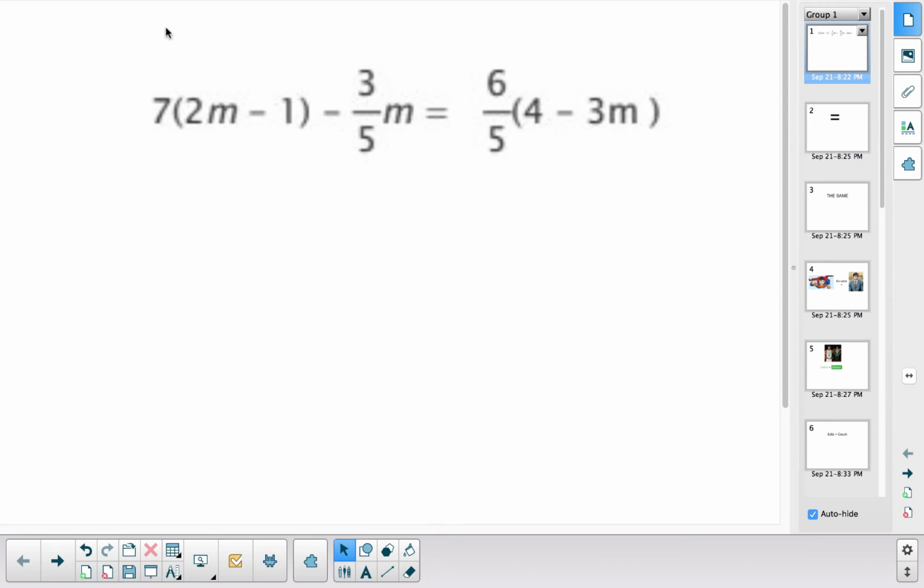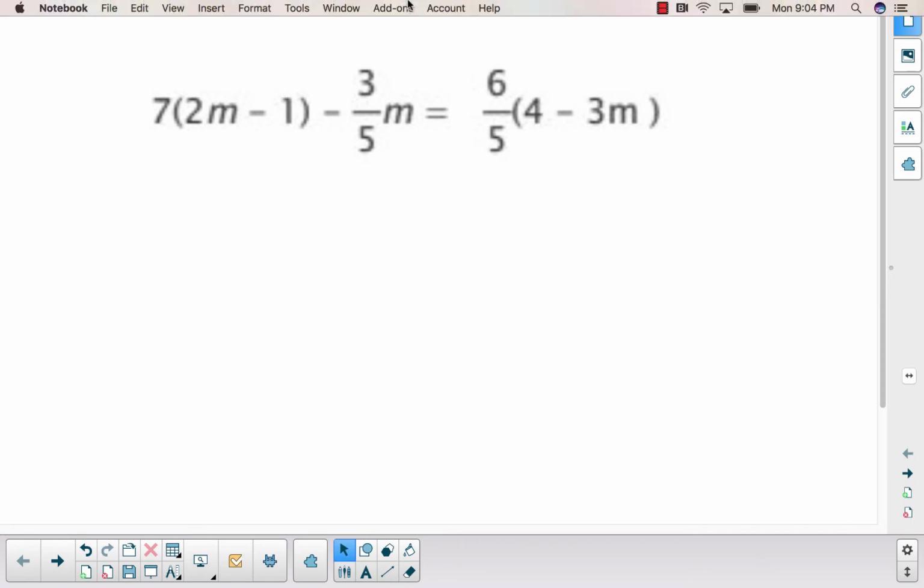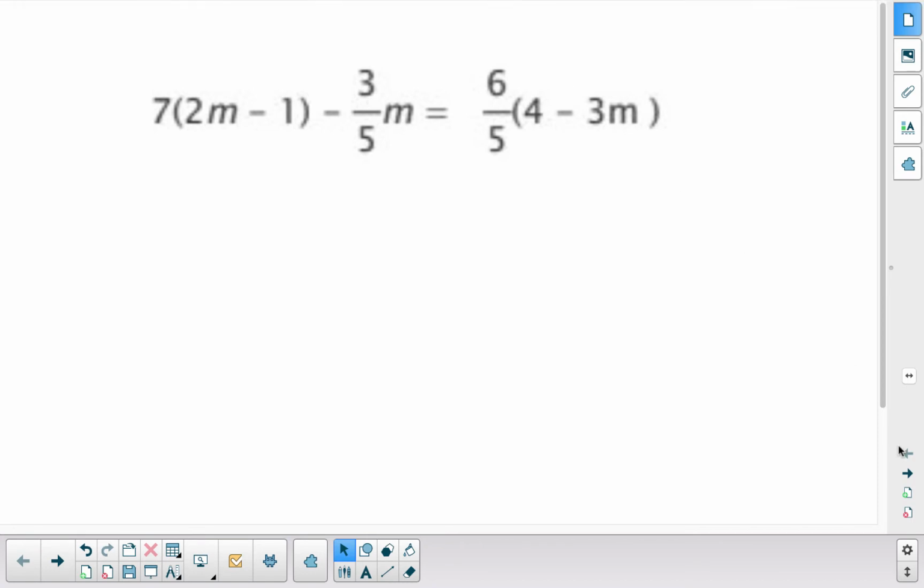All right, let's solve some equations. 7 times. You know what? We've had about a 6-month break. This equation here might be a little bit too much for us, at least to start out with. Let's think about just the basics of what an equation is.